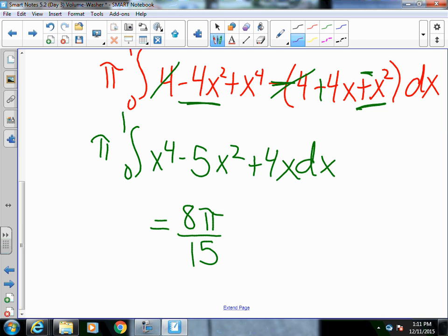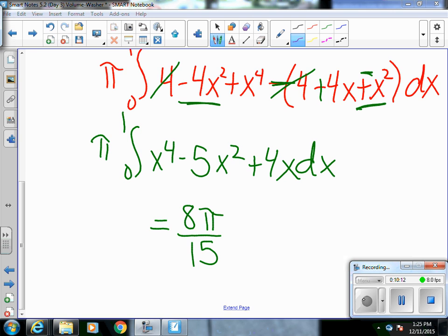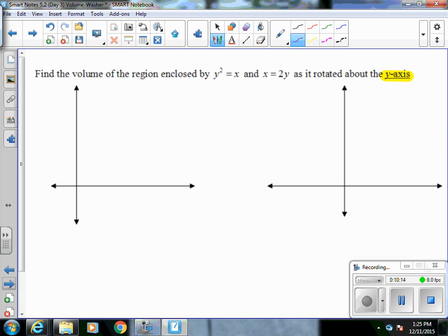Tomorrow with that as a question. All right, let's try one more. This time it's going to rotate about the y-axis, so it's going to be slightly different. It says find the volume of the region enclosed by y equals 2x and x equals 2y as it is rotated about the y-axis. Well, in order to graph these, we need to solve them for y.